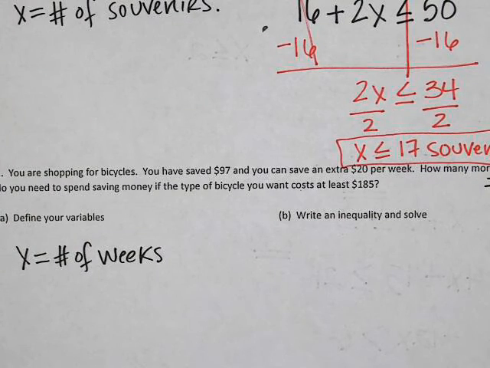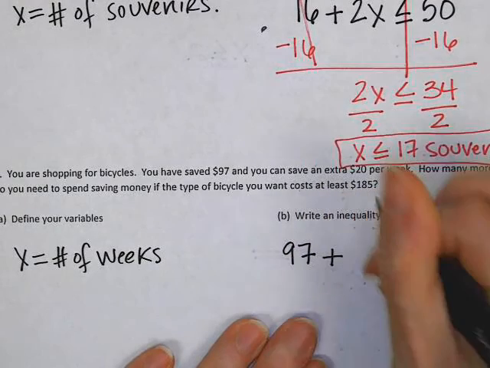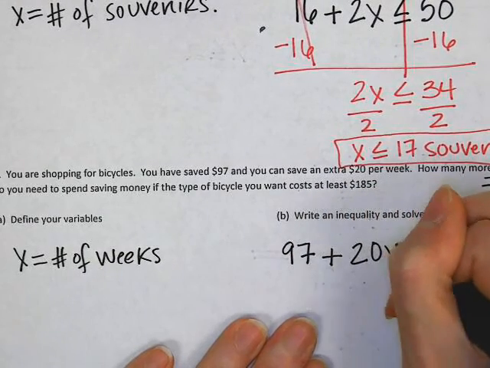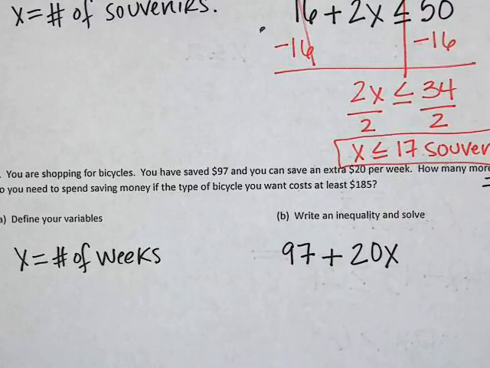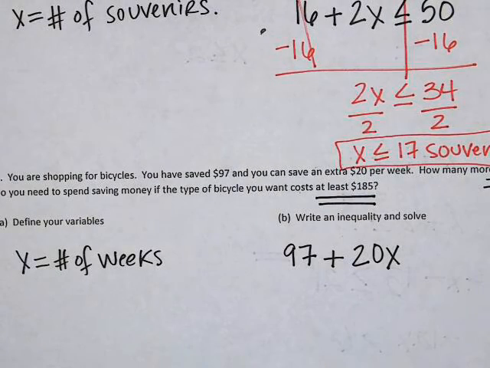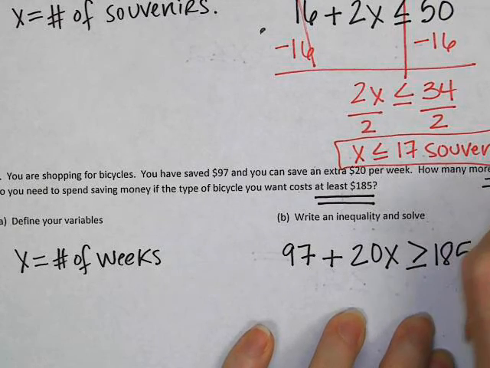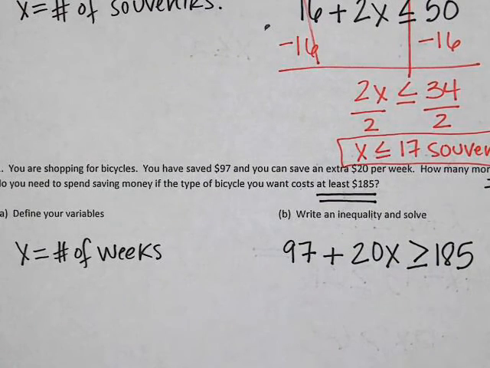Okay, so let's set up what we have. We have 97 already saved, and we're saving an extra 20 each week. So that's the X. And we want a bike that costs at least 185, what symbol is that? If it's at least 185, you better save greater than or equal to 185. All right, and then we solve and we are done.